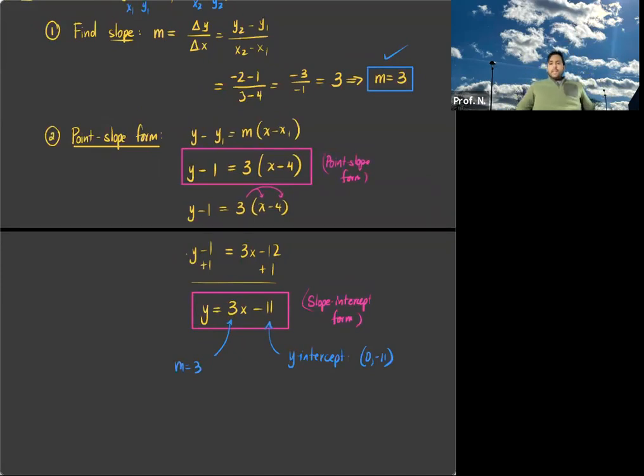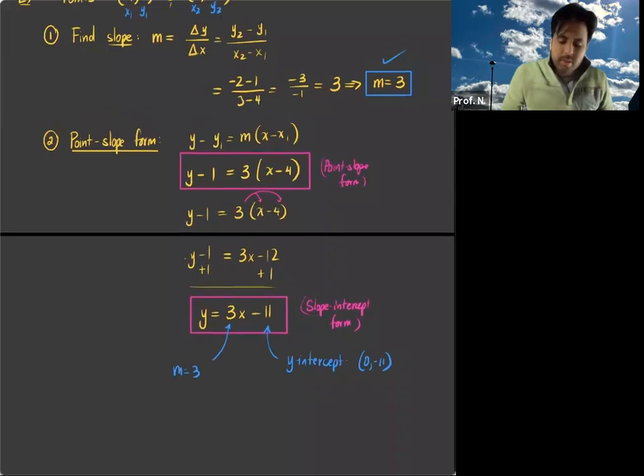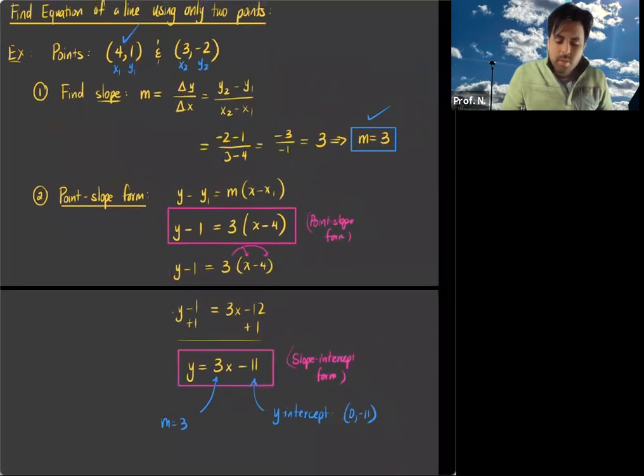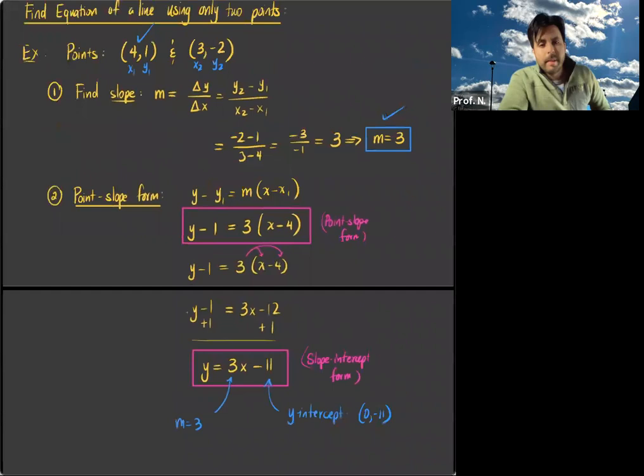Okay. Any questions about finding the equation of a line using 2 points? Find slope, apply the point slope form. You get the point slope form, and if you need to write it in slope intercept form, we just solve for y.